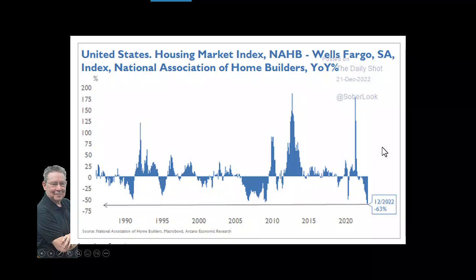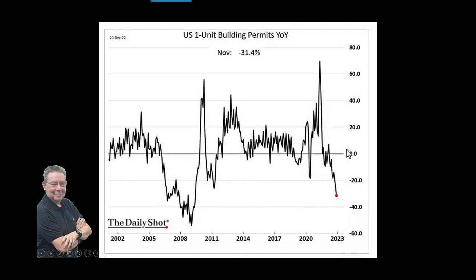But otherwise, it's going to be locked down at a very low level for the rest of 2023. Building permits, I already told you that was a leading indicator of the economy. And look at this. It's coming down hard right now. It looks a lot like 2008. We're going to see this probably down at least in the minus 50% area, similar to 2008.